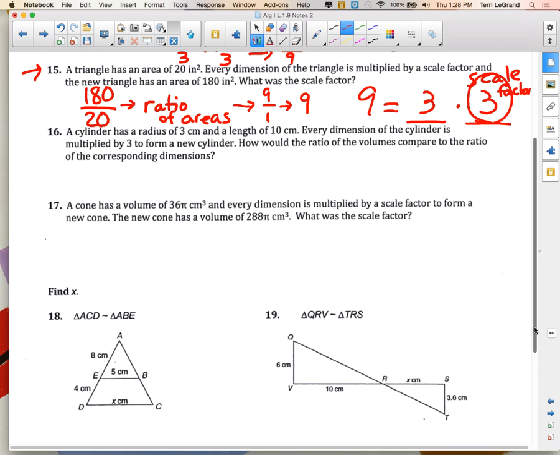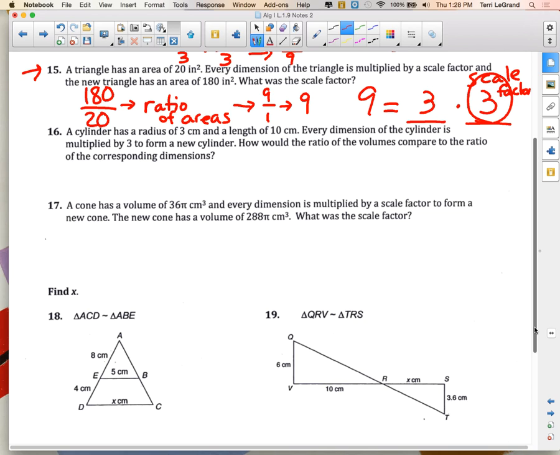Okay, now we got a cylinder. Oh, now we're moving to 3-dimensional, right? Has a radius of 3 centimeters. That means, you know, like there's a cylinder, I'm going to have it laying on its side here. It's got a radius of 3 centimeters, and then the length, or kind of like if I stood it up, it'd be the height of it, is 10 centimeters. Every dimension of the cylinder is multiplied by 3 to form a new cylinder. So will the new cylinder be bigger or smaller?